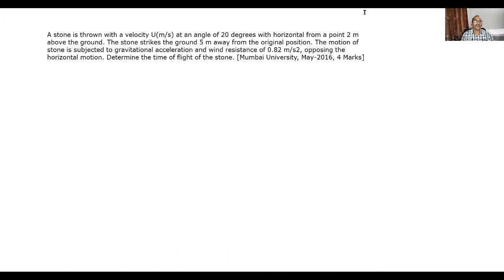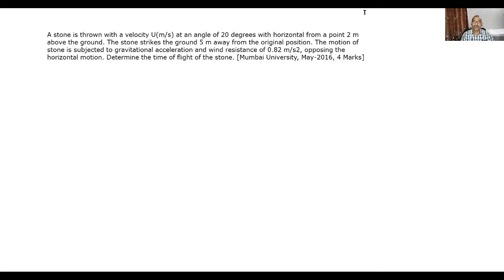Hello students, we'll solve a problem on projectile motion. What is given in the problem is here. A stone is thrown with a velocity u meter per second at an angle of 20 degrees with horizontal. See, u meter per second, that means initial velocity is not given. At an angle of 20 degrees with horizontal, that means inclination, angle of projection theta 0, is 20 degrees.